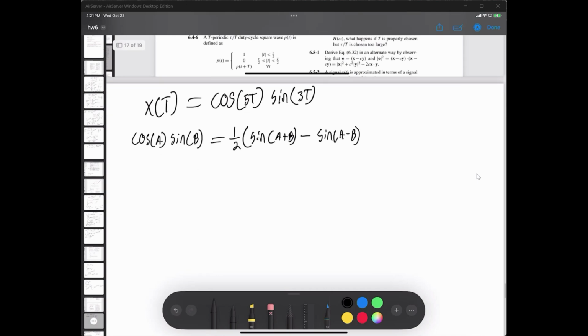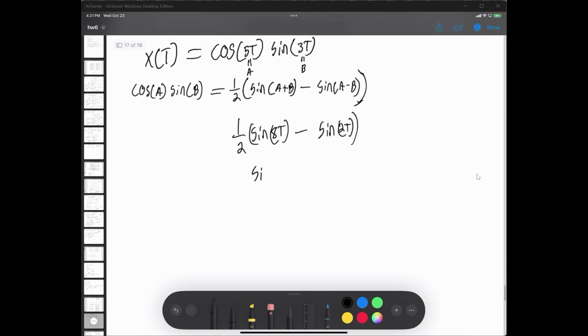I don't know how I remembered that. I thought I'd have to go look back. Okay, so we know that 5t is a and 3t is b, and this simplifies down to sine of 8t minus sine of 2t. Now we have two different functions that we can evaluate: sine of 8t divided by 2 and minus sine of 2t divided by 2, separated by that minus.